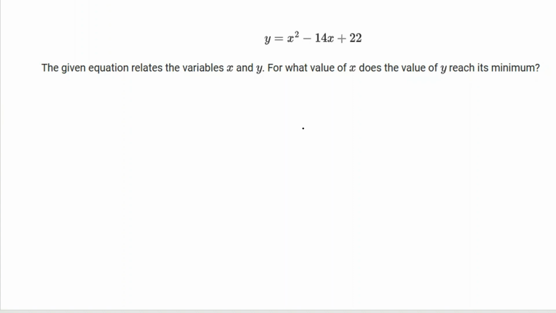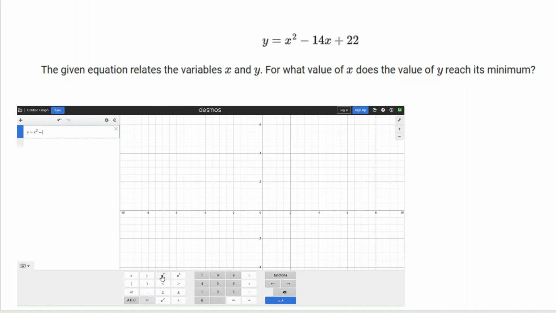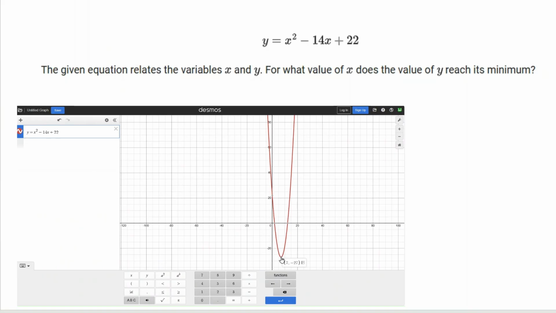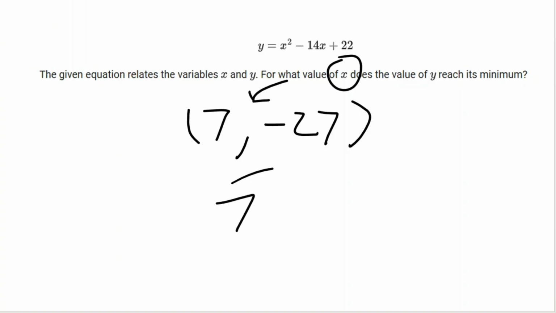This problem says the given equation relates the variables x and y. For what value of x does the value of y reach its minimum? So let's just go ahead and plug this into Desmos. Squared, 14x plus 2. Let's zoom out here. It's the minimum. 7, negative 27. So that x value is 7, and the y value is negative 27. So we conclude that since the solution for the equation is 7, negative 27, the x value is 7. 7 is going to be our answer.